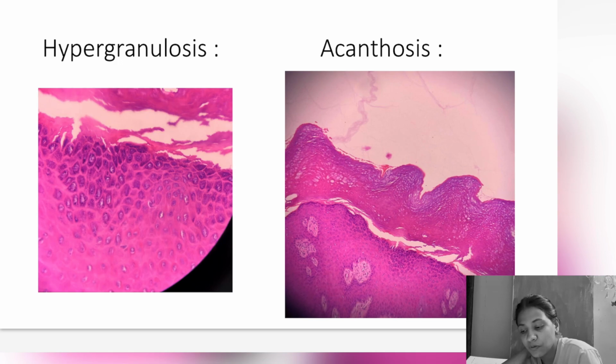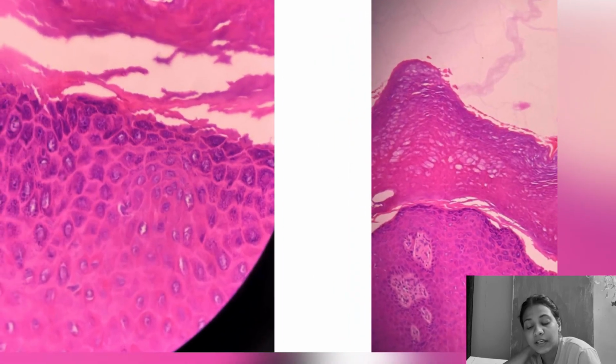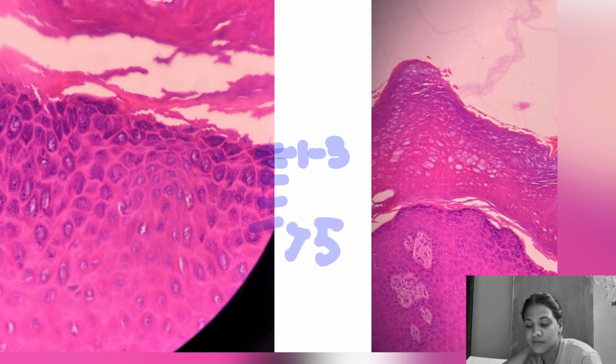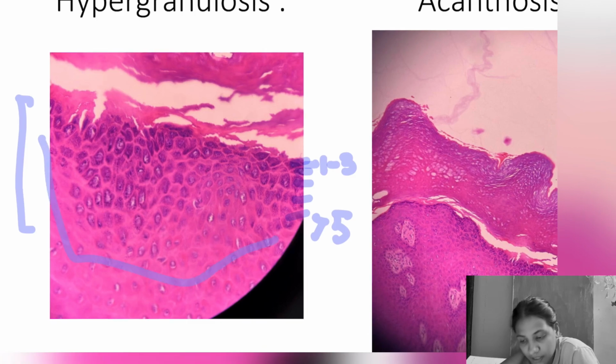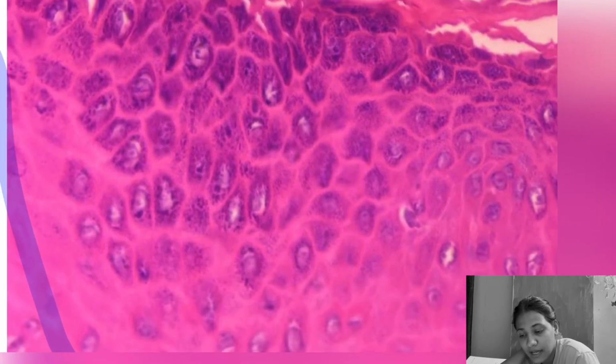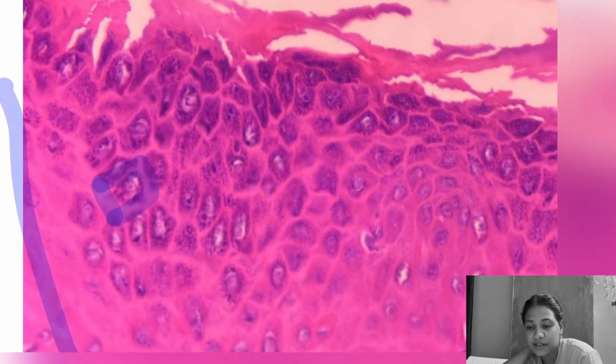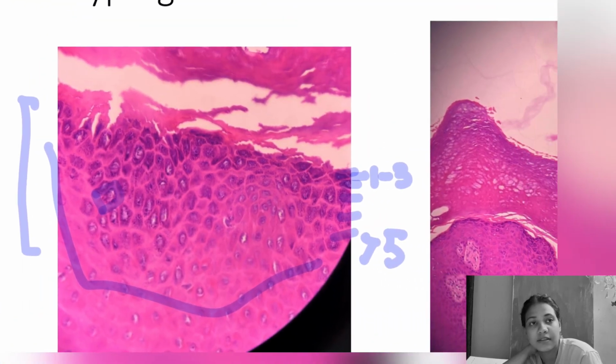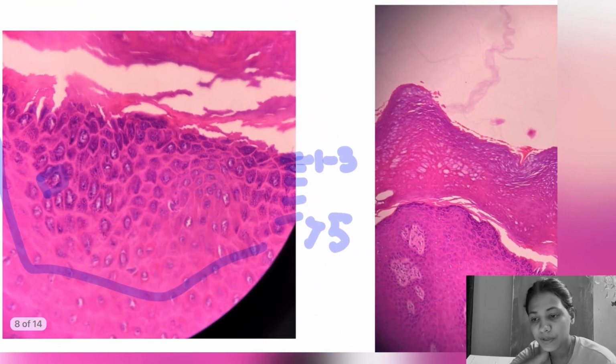That is when the granular layer thickness is increased. So I had told before that the granular layer thickness is usually 1 to 3 cells thick. So if you can see, there is 1, 2, 3, 4, 5. More than 5 layers, right? So this is hypergranulosis, and as you can see, there are keratinocytes, and then they have granules inside. The small purple dots that you see, they are granules, and this is the hypergranulosis that you usually see.